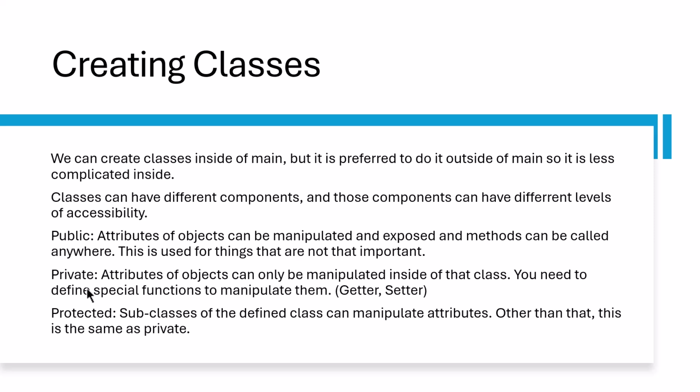For example, you wouldn't want your password to be accessible from anywhere. You would want it to be as hard to access as possible. And the attributes you write under protected are kind of awkward compared to the others. Components under protected are really similar to private. The only difference is that if you were to create a subclass, those attributes would also be accessible if they were under protected. Once again, it's all gonna make sense once we get to coding.